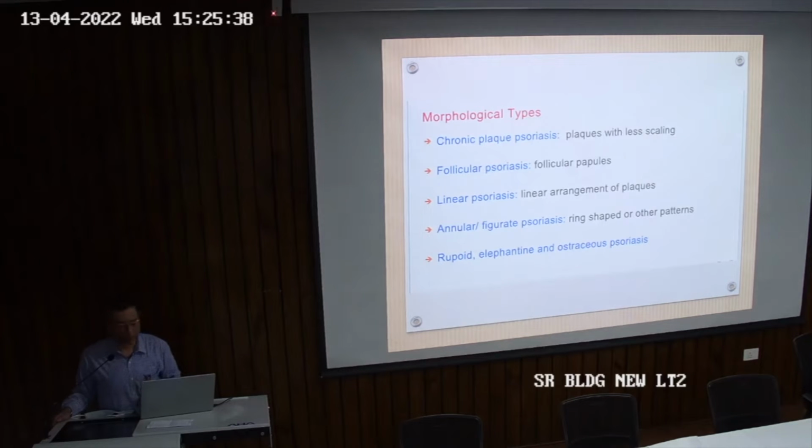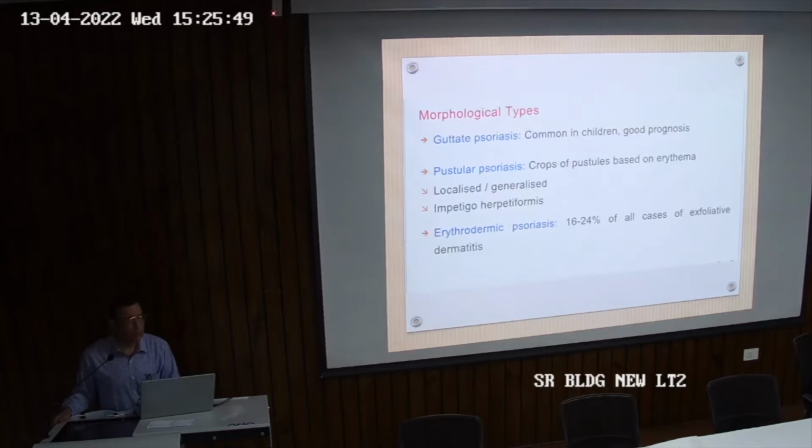स्क्रैचिंग और ट्रॉमा. एन्युलर लीजन्स, फिगरेट सोरियासिस, रूपियॉइड, एलिफेंटाइन, इसमें नहीं जाएंगे. दीज आर टाइप्स ऑफ प्रेजेंटेशंस ऑफ सोरियासिस. आपको कॉमन प्रेजेंटेशन पता है, दैट इज मोर देन इनफ. The guttate psoriasis we discussed. This is common in children. This is post sore throat, streptococcal infection, and good prognosis. This is the only psoriasis which has a good prognosis.